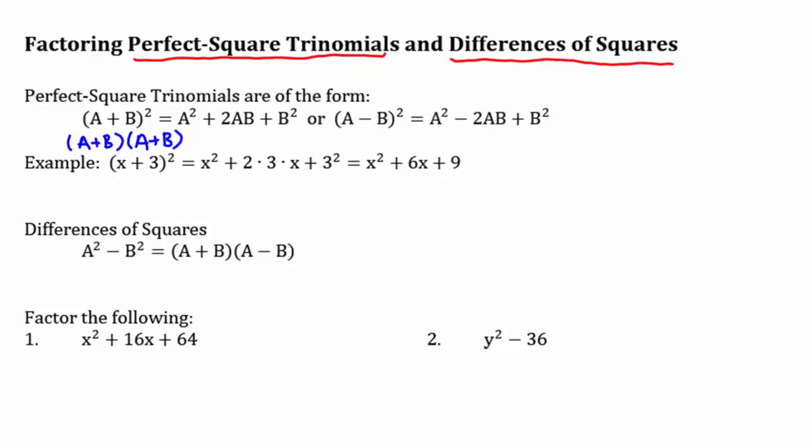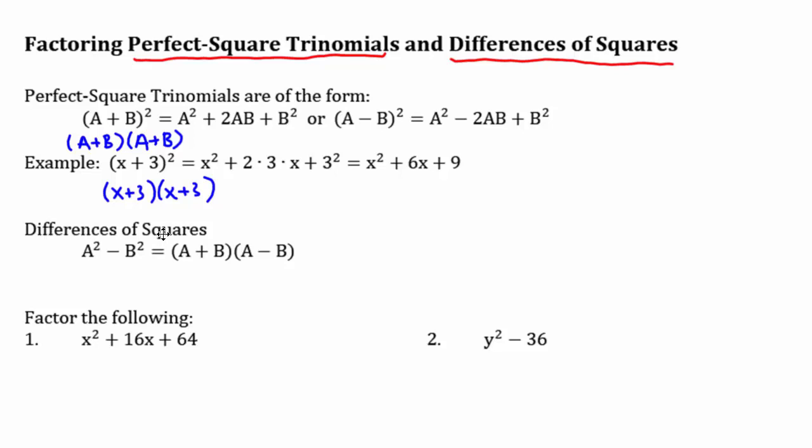So for an example, if you have x plus 3 squared, again, this is x plus 3 times x plus 3. X times x is x squared. You'll have a 3x and another 3x. There's two of them. That's why there's a 2ab in here. So that'd be 6x, and then 3 times 3 is 3 squared.